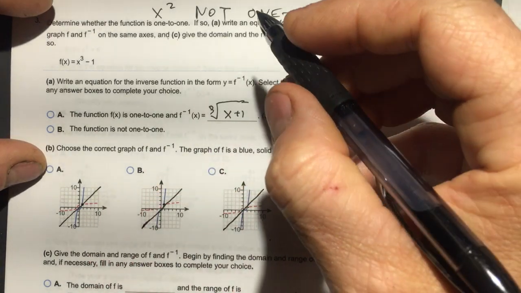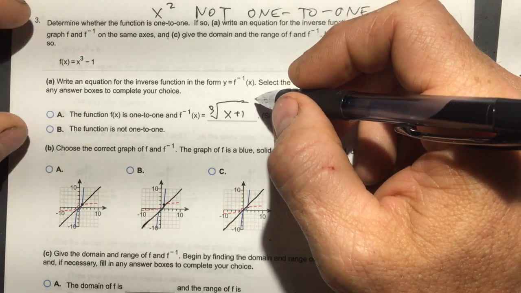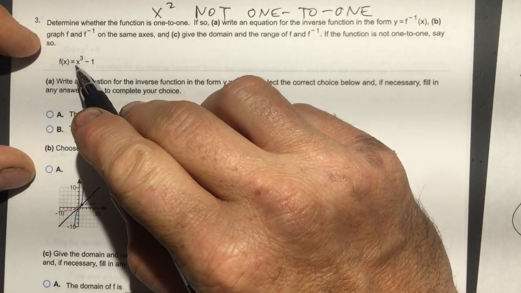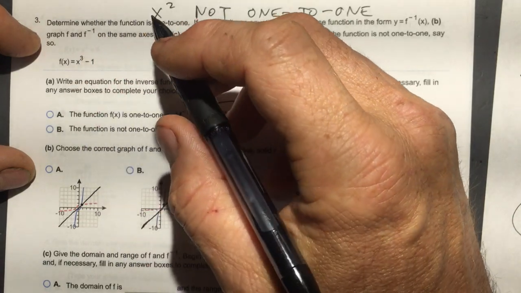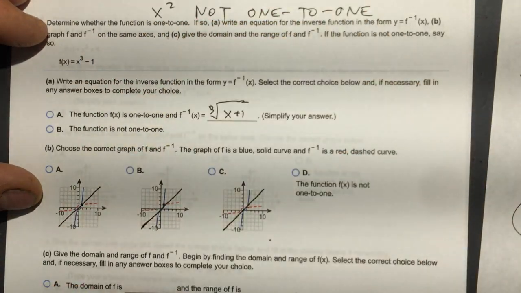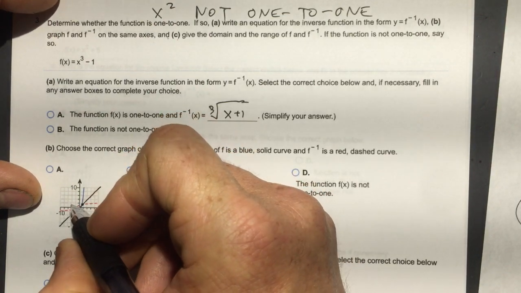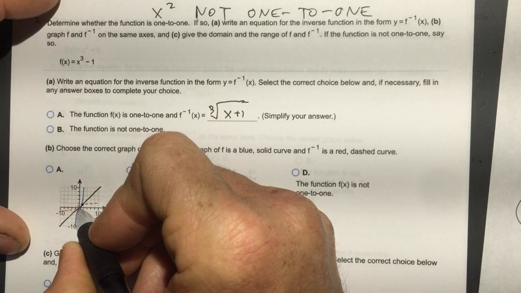Obviously, on this paper, I can't do that. But what you can do is take a value like 0 and put it in. If I put 0 in here, 0 to the third power is 0, minus 1 would be negative 1. So if x is 0, y would be negative 1. That looks like right here on this blue one.